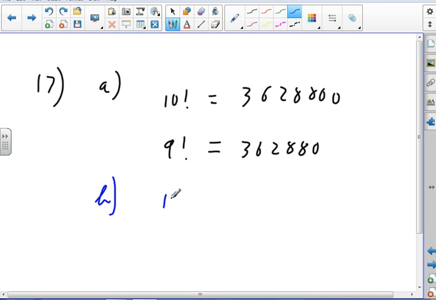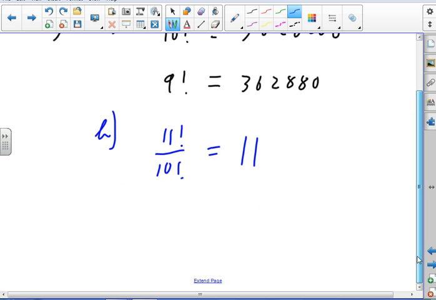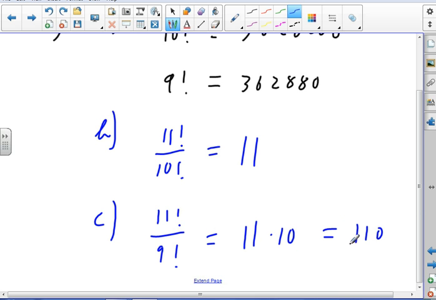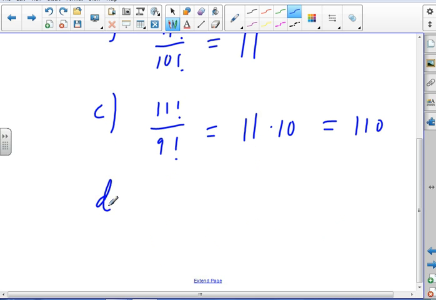B: if I have 10, 11, then 11 factorial divided by 10 factorial is going to be 11. And then C: 11 factorial divided by 9 factorial is going to be 11 times 10, which is 110. And 9 factorial divided by 6 factorial is going to be 9 times 8 times 7.